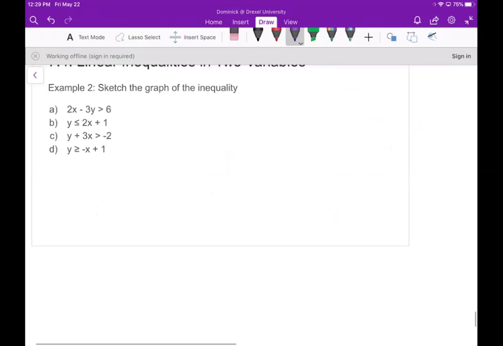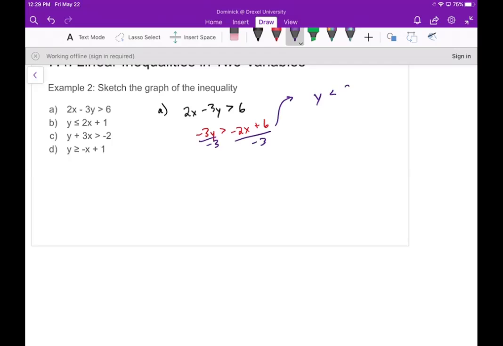Okay, let's do a couple more. Here, part A, we have 2x minus 3y is greater than 6. If I get y by itself, I have negative 3y greater than negative 2x plus 6. Now when I divide by negative 3, I have to be careful, because we're dealing with an inequality, I have to flip this sign. So I'm going to have this now, less than.